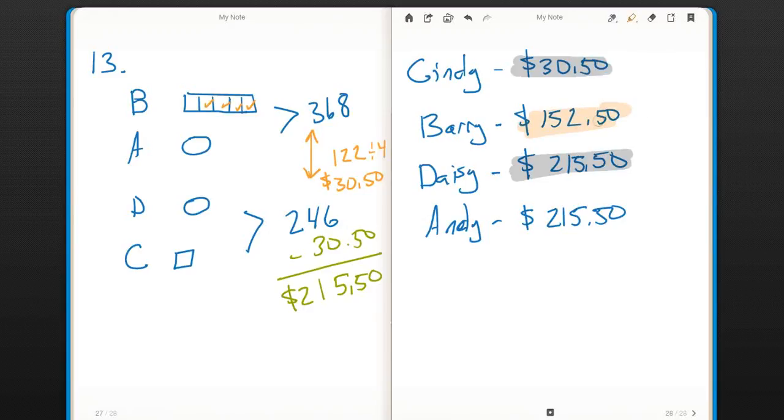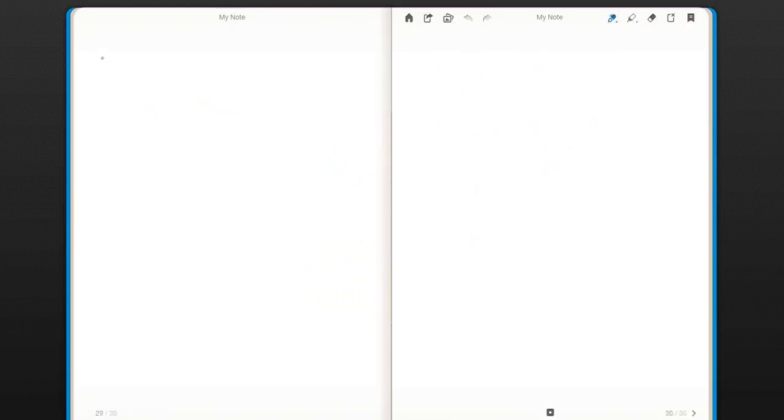If I add Barry and Andy, I'm supposed to get 368. And it doesn't take much glancing to see that that does work and that I have the right answers. But take that little extra time to look at it. So many times I think I've done it right, and then I look back and I realize that something is a little bit off. Problem number 14.